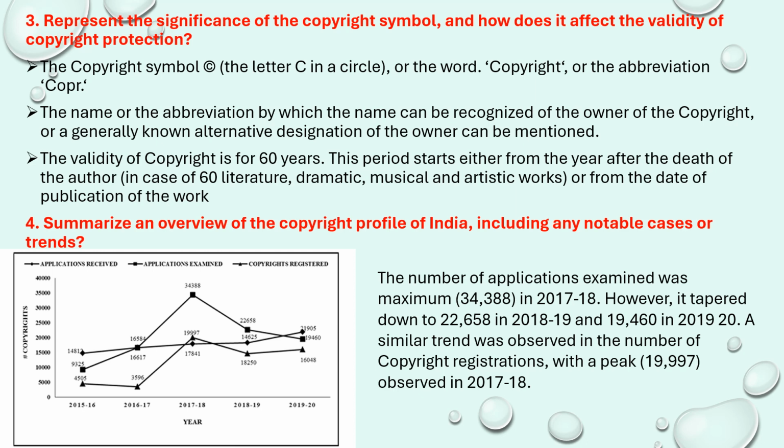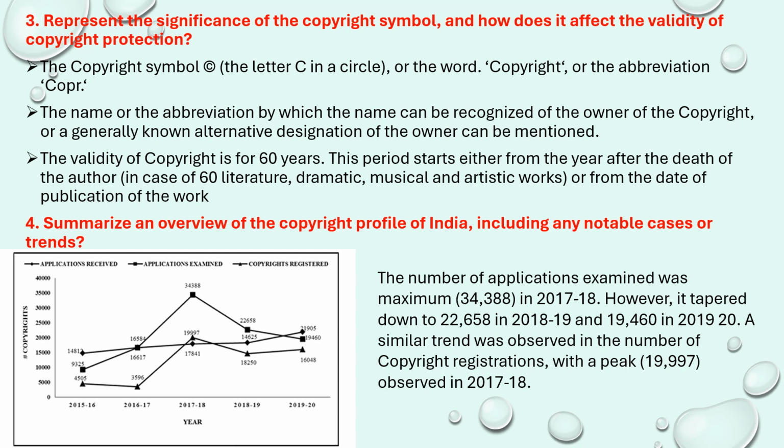And how does it affect the validity? The validity of the copyright is 60 years, and that 60 years starts from the year after the death of the author. This applies if the copyrighted work is a literary, dramatic, musical or artistic work, only after his death. For other kinds of copyright, the validity is from the date of publication of the work.